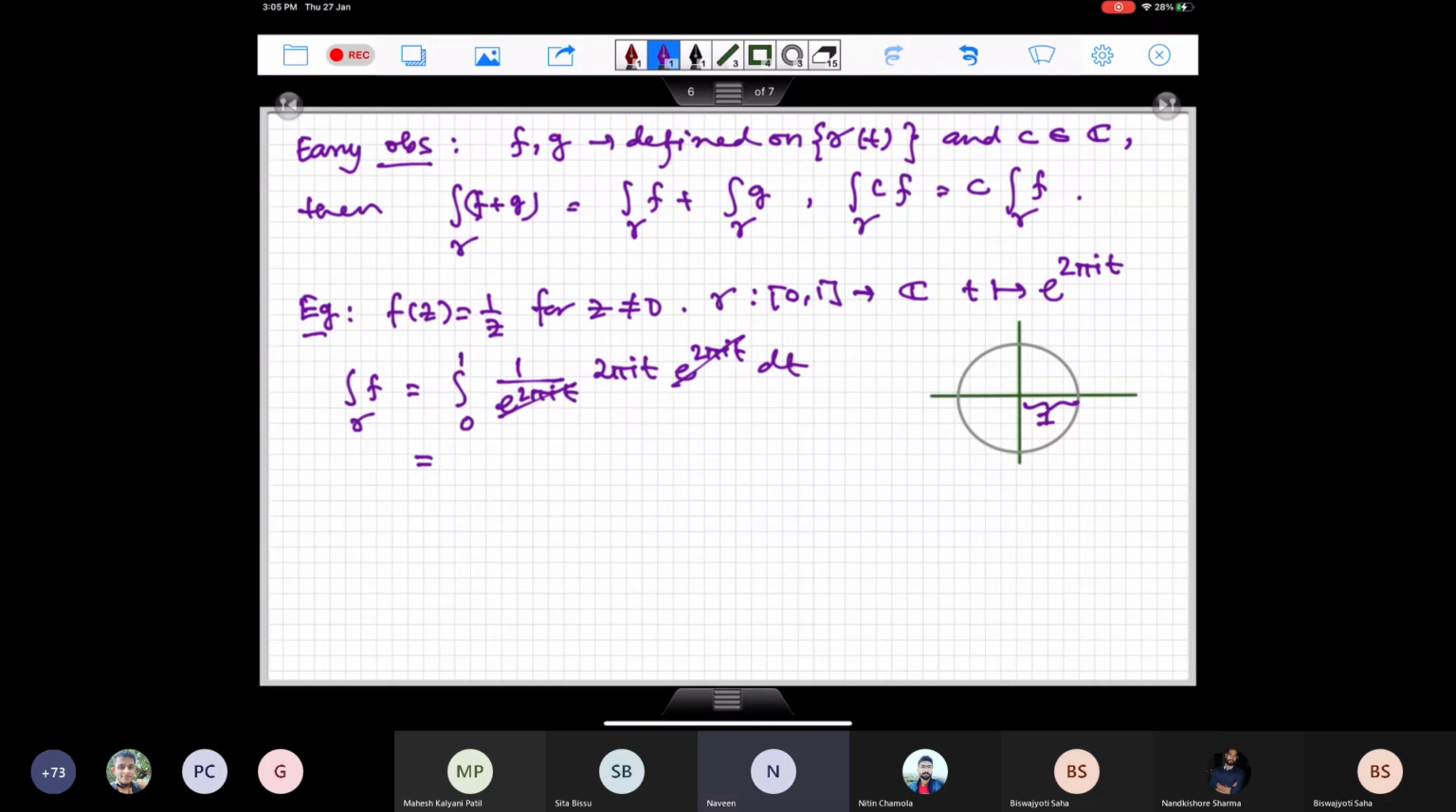13 nahi aayega yahan par. 13 nahi aayega 2 pi i ke saath.